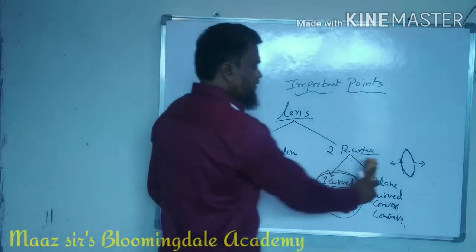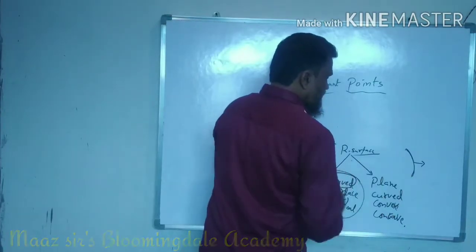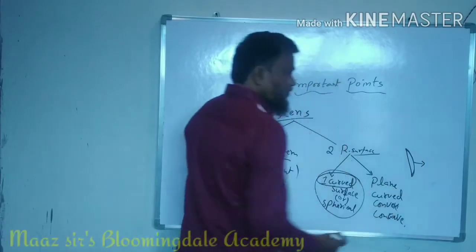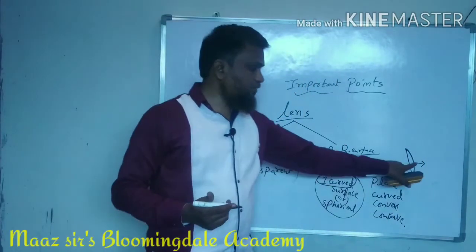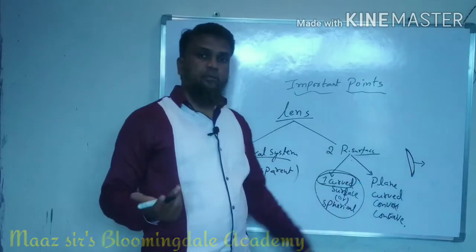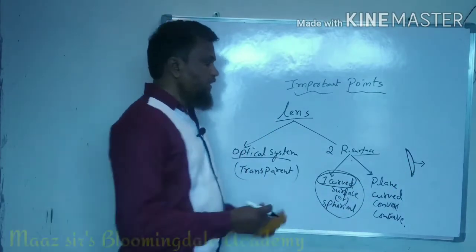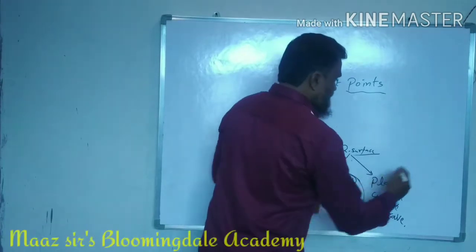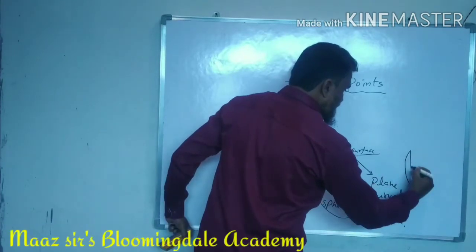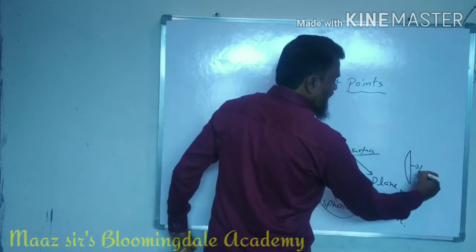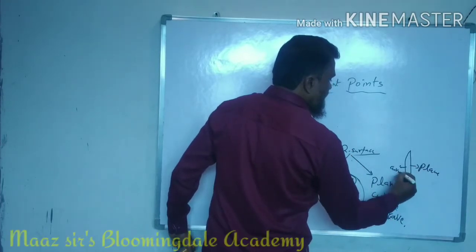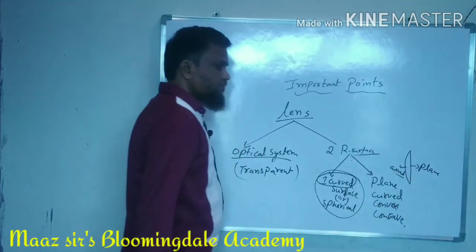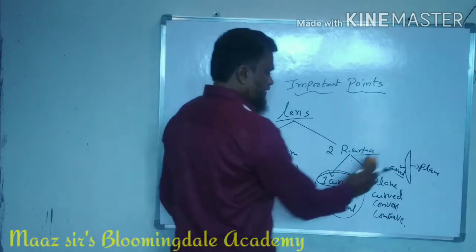So I can draw like this also. This is also a lens. Why? Because one is a curved surface and the other is a plane surface. Is it clear? So this case is also correct. Why? This is plane and this is curved. Is it clear? So this comes under lens.